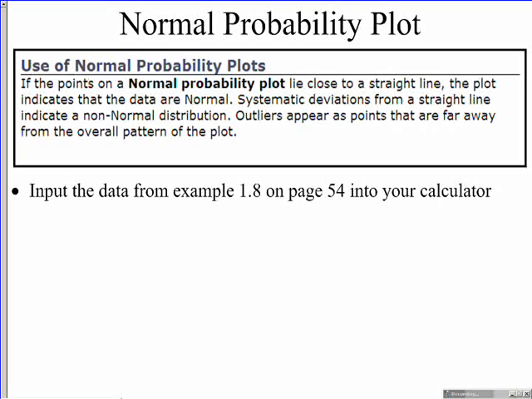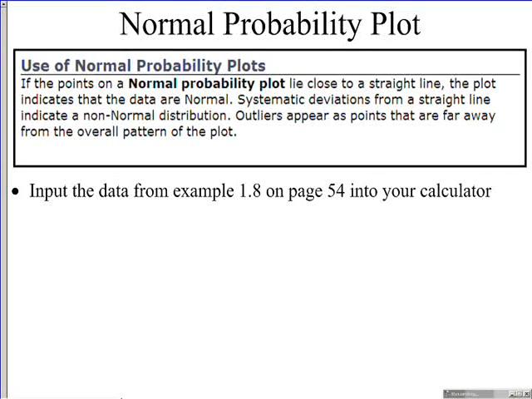Normal probability plot is what you are going to use most of the time to assess normality. If the points on a normal probability plot lie close to a straight line, the plot indicates that the data are normal. Systematic deviations from the straight line indicate a non-normal distribution. Outliers appear as points that are far away from the overall pattern of the plot.